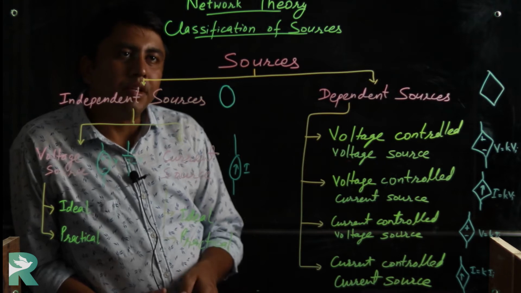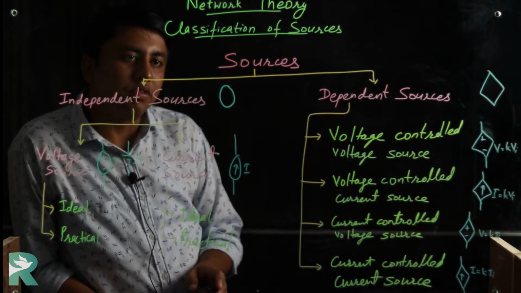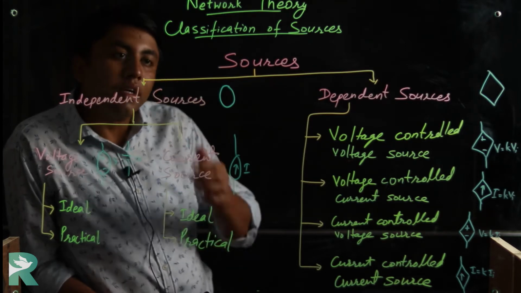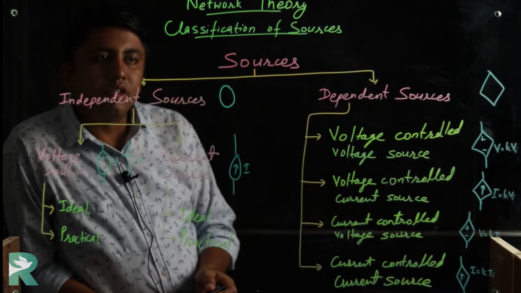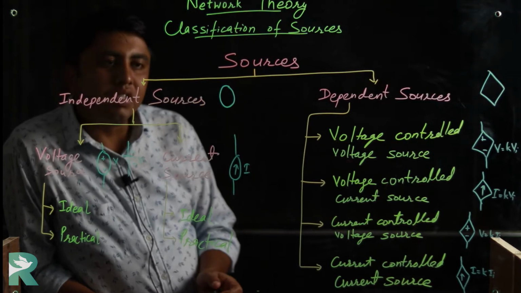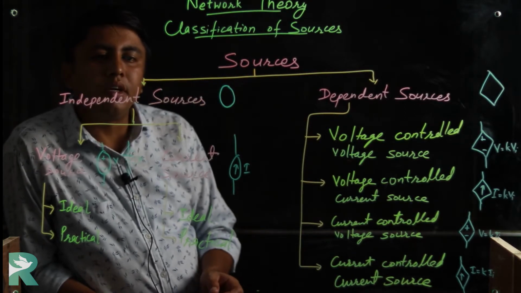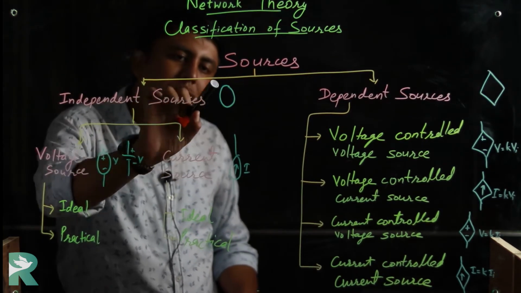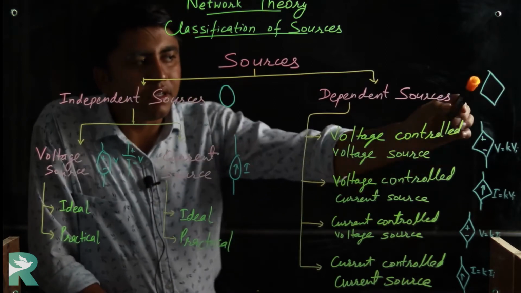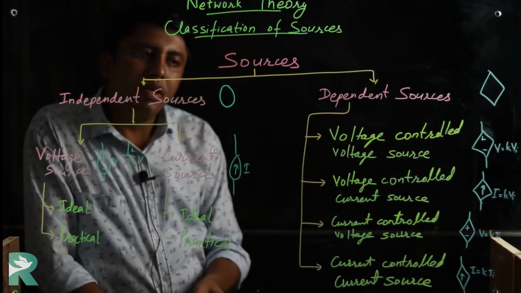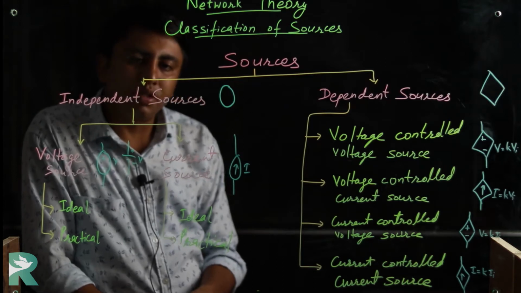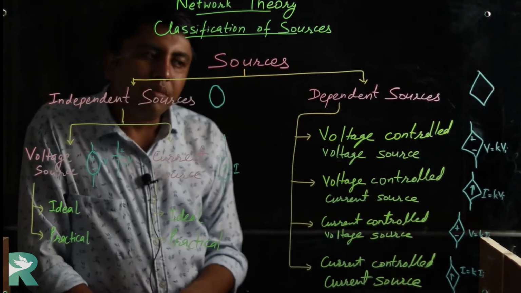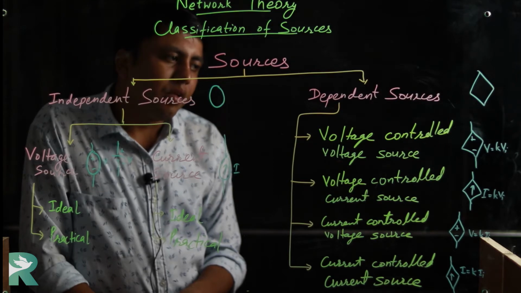Today we are going to study network theory, and the first chapter is classification of sources. As we know, sources are a very important part of the circuit, and they are the devices which supply the power to the circuit. In classification of sources, as we can see, sources are of two types mainly: independent sources and dependent sources. Independent sources are represented by a circle, and dependent sources are represented by a parallelogram. As the name states, independent sources are sources which have a constant value, and for dependent sources, the source value depends on any other parameter or any other value of the circuit.